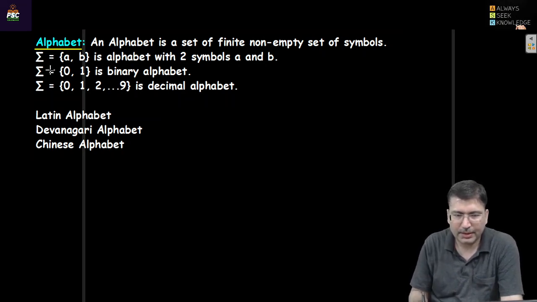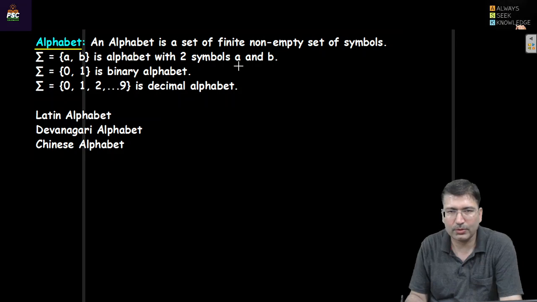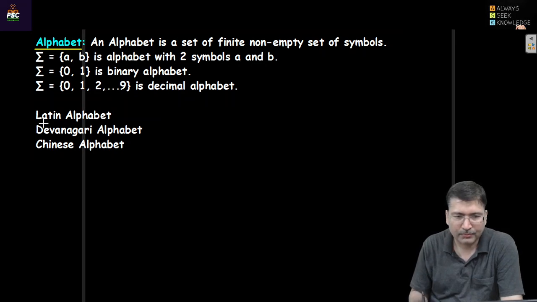So similarly, we can take a number of examples. Generally, we represent an alphabet with the sigma symbol. So {A, B} is an alphabet of two symbols, where there are only two symbols, A and B. This is another example of an alphabet over 0 and 1. It is a binary kind of alphabet. And there is another alphabet which we use in the decimal system. So we use the symbols 0 to 9 in the decimal system.